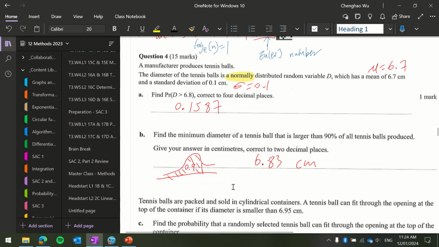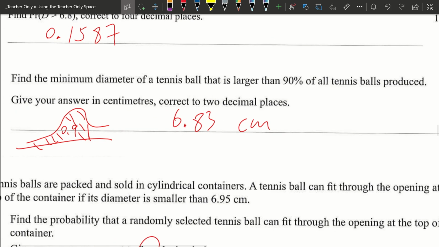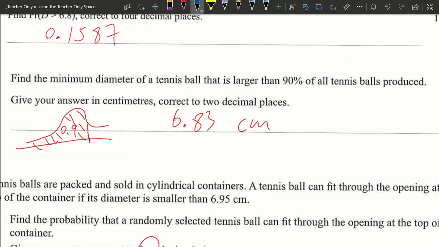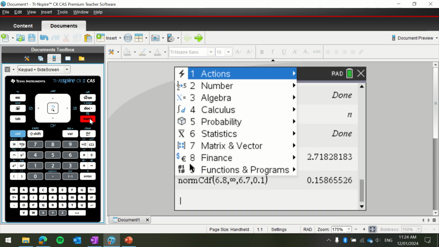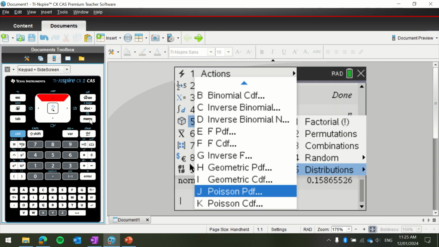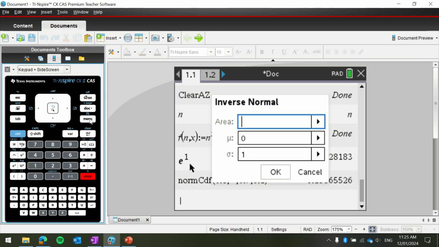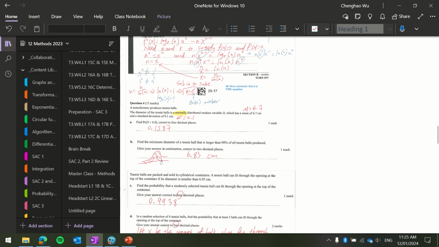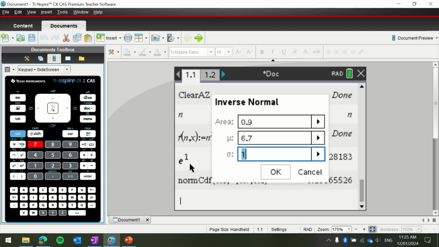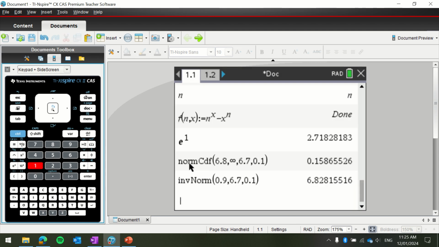So questions like this, I always like to visualize it. So draw a quick graph. There's some point I'm trying to find. This point here, this number here. And to the left of this number, the area is 0.9. Which means this is an inverse normal question. So the area is 0.9 I'm looking for. The mean is 6.7, and 0.1 is the standard deviation, and that's the answer.